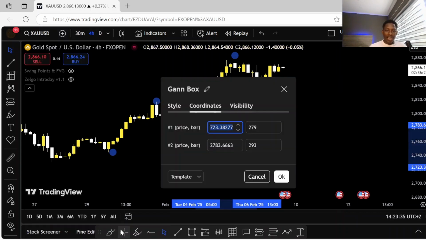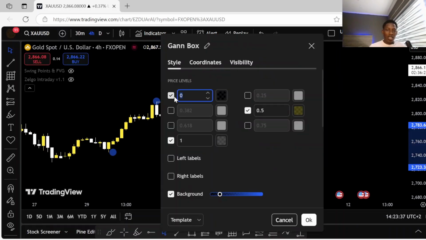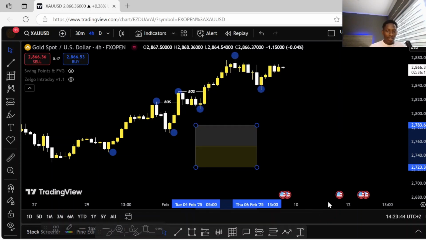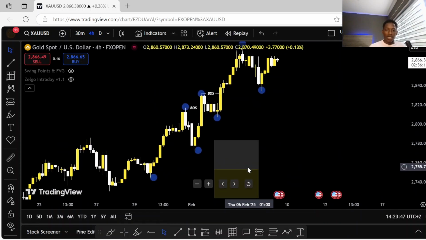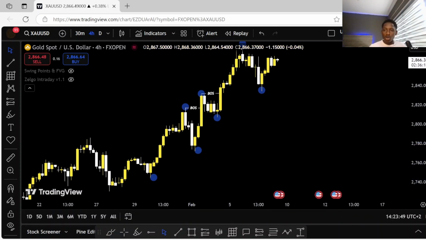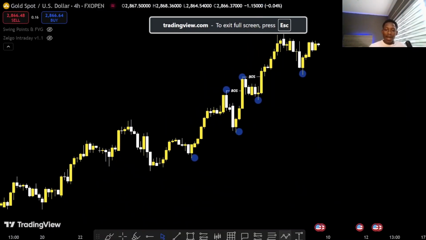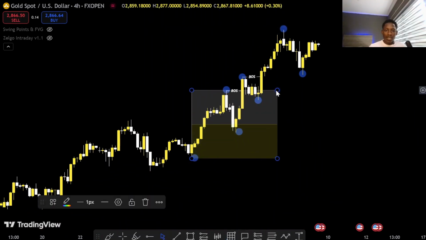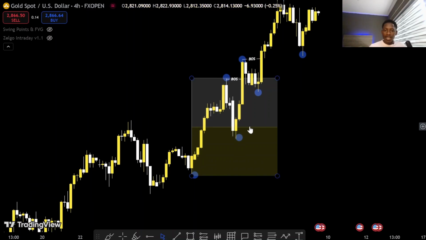And then these are the settings I have for this, right? My style is 0, 0.5 and 1, and then my background is switched on just a little bit to show the things, and this is everything that I have. So this is my Gantt box. Now, like I said when I showed you the premium and discount illustration, you come in with your Gantt box from the bottom all the way to the top, right? This indicates the 50%, this indicates 100%, this indicates 0%. Price pushes all the way to the top, making a high, further coming down into the discount, hence why we got this movement all the way to the top, right?